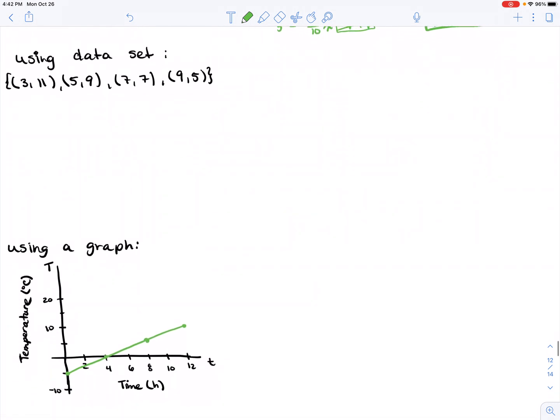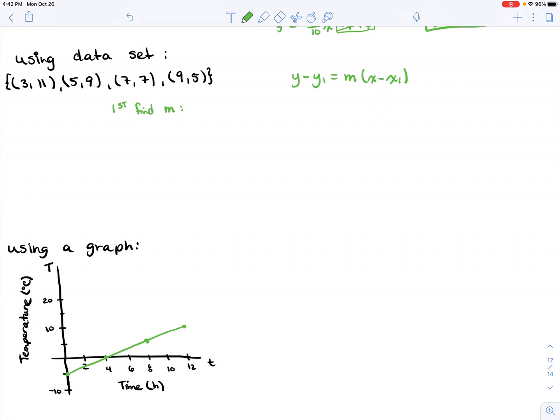So what if I'm given a data set? I'm going to have to follow the same steps. I have a set of data. The first thing I have to do is find m, because I know I have to get it into y minus y1 equals m, x minus x1. So I need to find m first. So what points do I want to use?